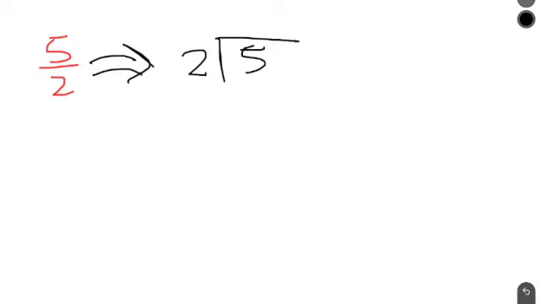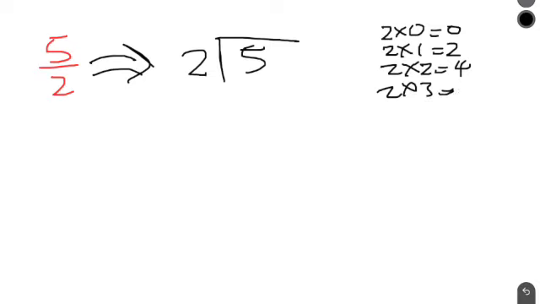And so we just say 2. How many times can 2 go into 5 without going beyond or over 5? Well, let's look at our multiplication table. 2 times 0 is 0. 2 times 1 is 2. 2 times 2 is 4. 2 times 3 is 6. So we can see that the 6 is going to be higher than the 5.